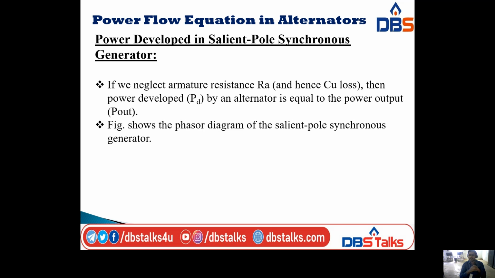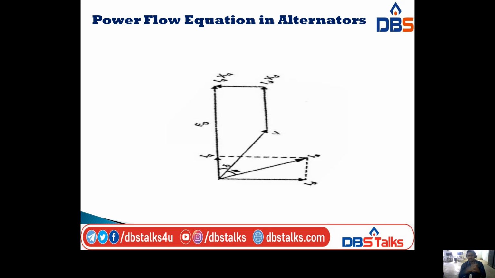I will show the phasor diagram of the salient pole synchronous generator. It will give a clear idea about this. This is the phasor diagram for the salient pole alternator. Here we have many parameters: voltage, armature current, quadrature axis current and direct axis current. Next we have the drops, that is IQ XQ and ID XD, the E naught line, and the angles delta and phi.